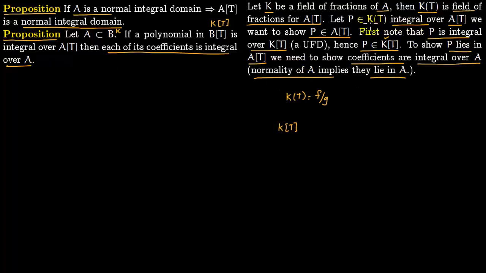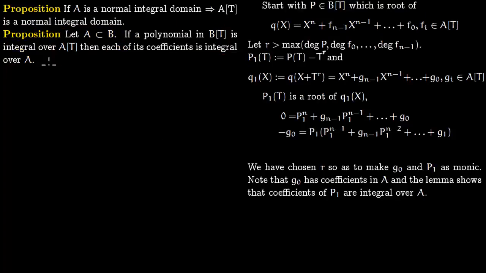Because see that this p in K[T] is integral over A[T]. So say polynomial p lies in this K[T], and this polynomial is integral over A[T], then each of its coefficients is integral over A. So coefficients are integral over A, and that ends the proof of this proposition. So the only thing we now need to prove is this proposition. So now we prove this proposition.